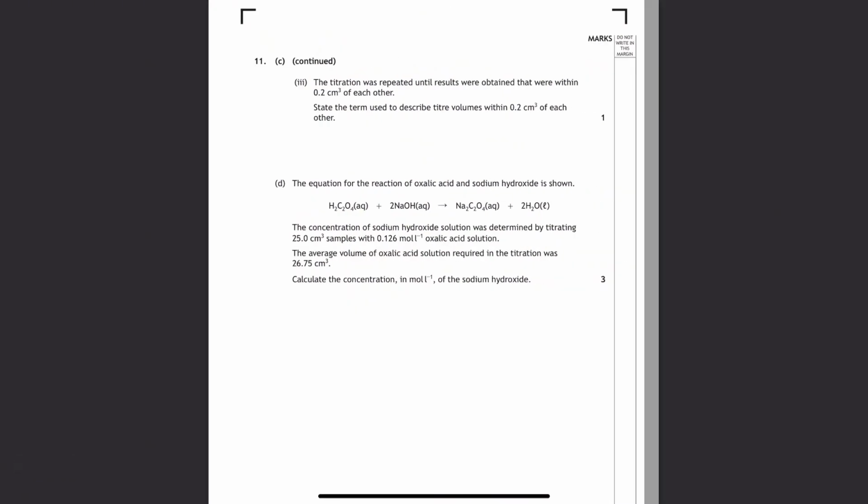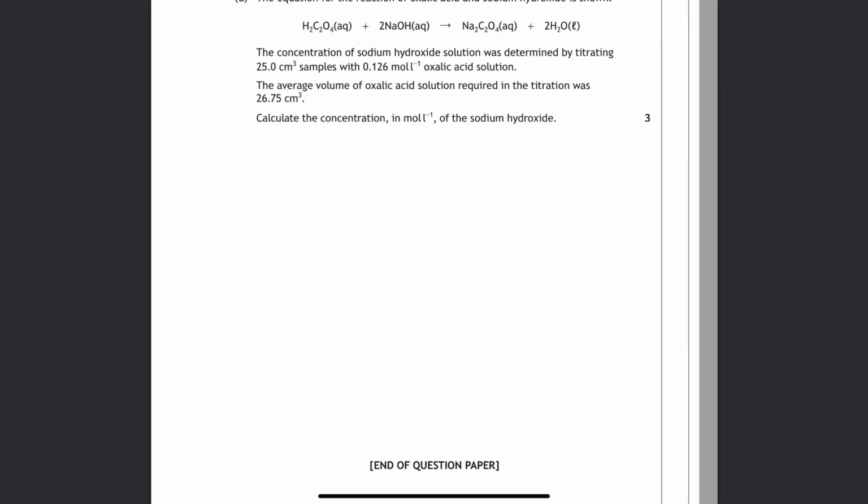Then state the term used to describe titre volumes within 0.2 centimetres cubed of each other. They are known as being concordant. That's just a word you need to remember. And then a calculation question to finish the paper.